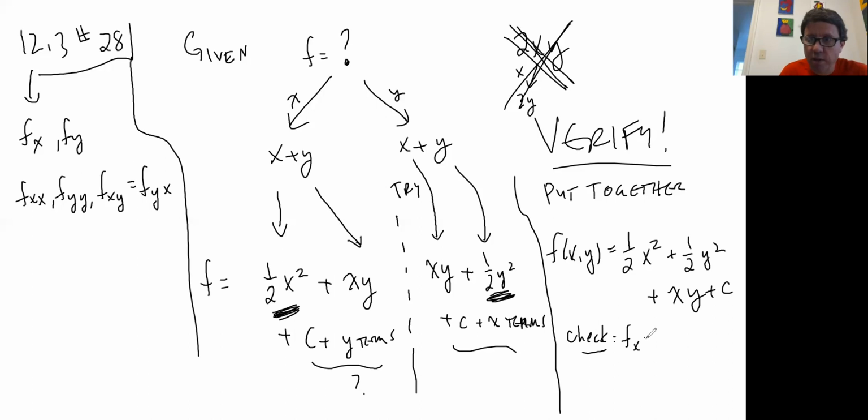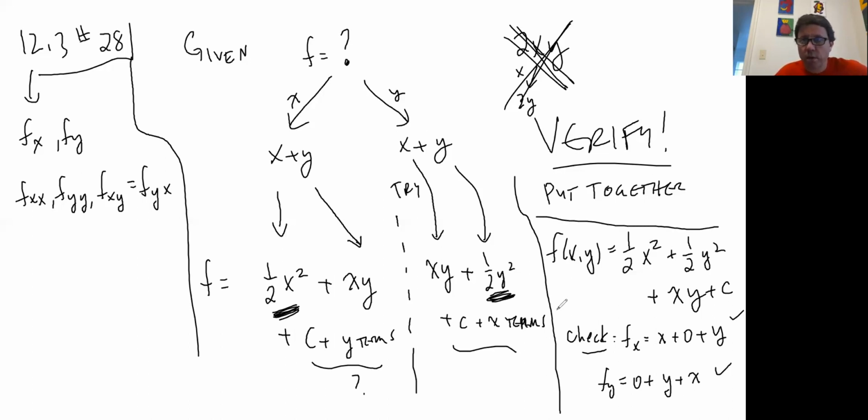Take the x derivative, you get x plus 0 plus y. That's good. I wanted to get x plus y. Take fy, you get 0 plus y plus x. Check, check. Those two work, so therefore, here's my answer.